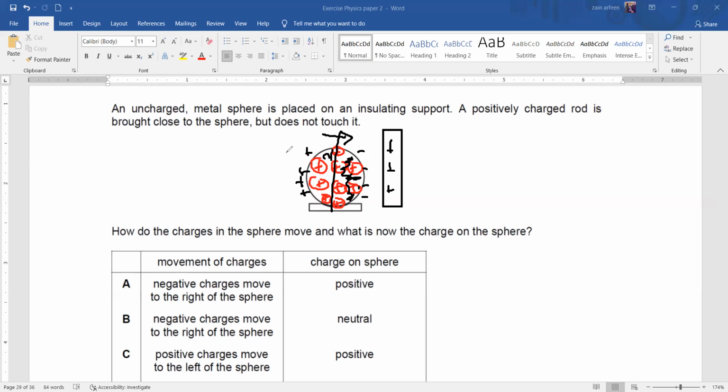And remember one thing, the negative charges are the ones which can move. Why can positive ions not move? Because there is a regular arrangement of the positive ions. They can only vibrate, but they cannot move within the structure.